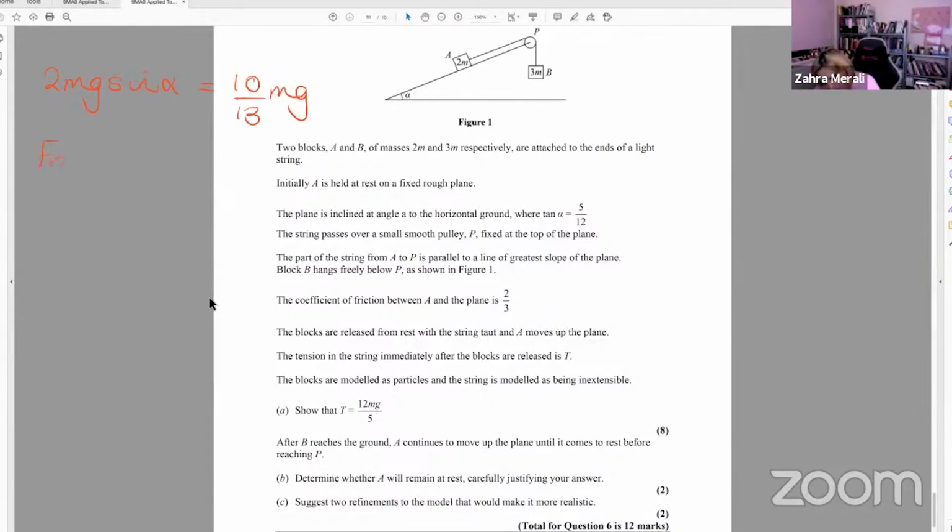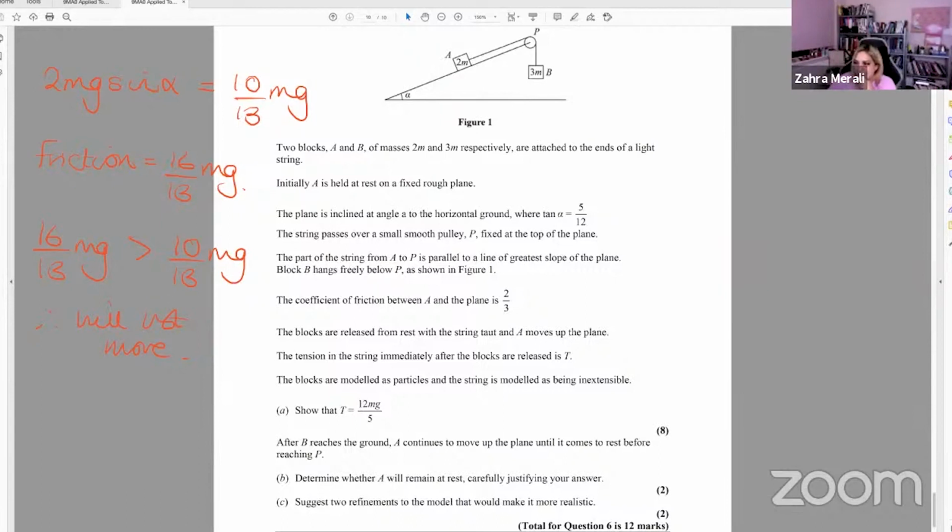My friction was 16/13 mg. Now, the friction is bigger than the force going down the slope, therefore it will not move. Suggest 2 refinements to make it more realistic. Generally, an inextensible string is not realistic. So we'd have to say an extensible string.